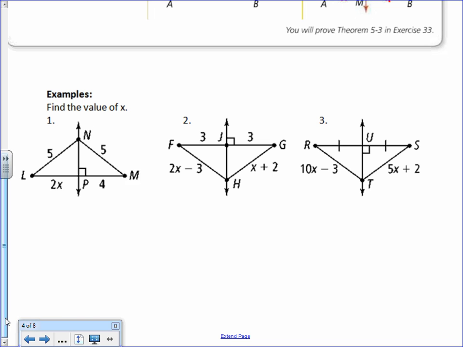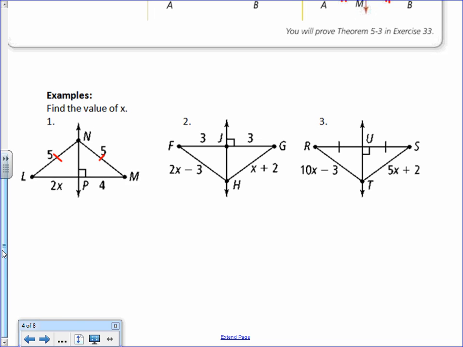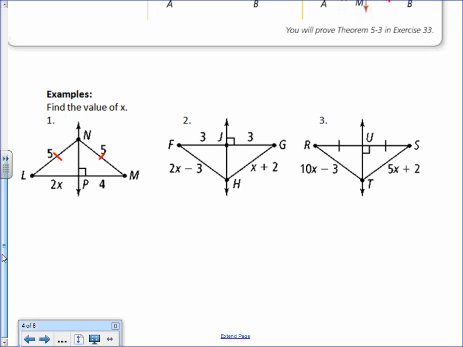So if you know that these two are the same, we can use the converse of the perpendicular bisector theorem to say that this does go through the perpendicular bisector, so it's perpendicular, and it bisects that side, so those two have to be equal. So then we know 2x has to equal 4. And when you divide both sides by 2, x equals 2.